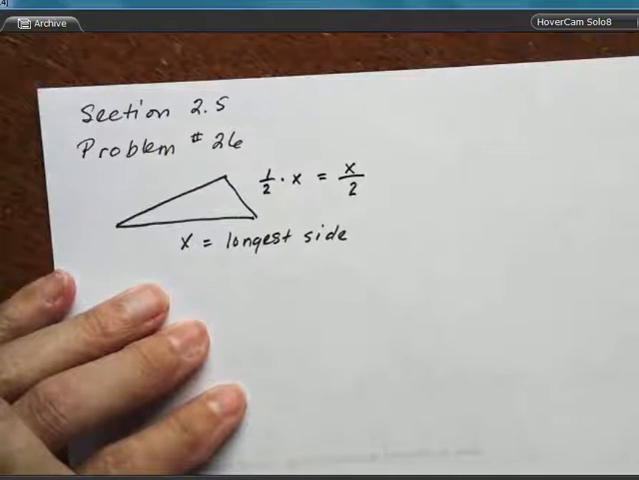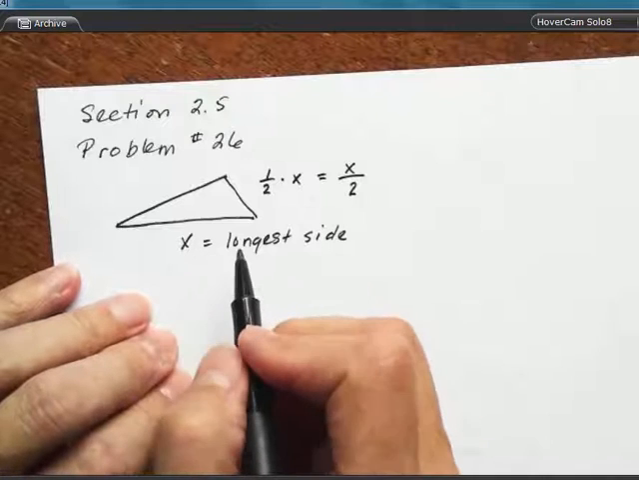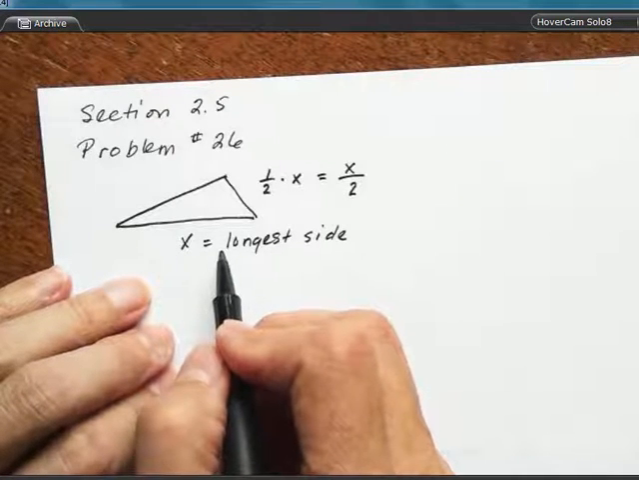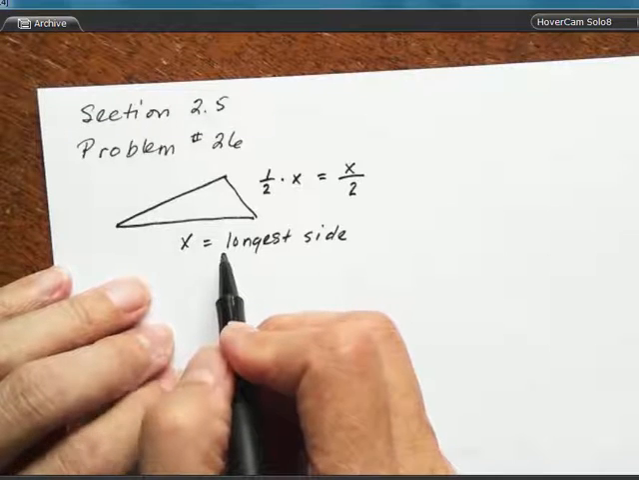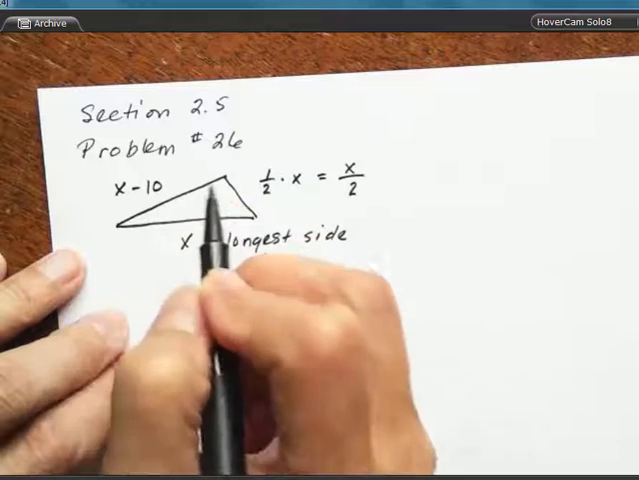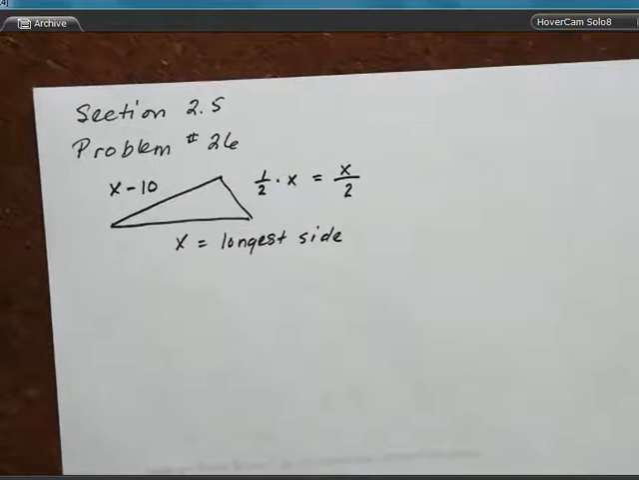And then it says the third side is 10 meters less than the longest side. And when we're talking about 10 meters less, that means we're going to be taking the longest side and adding or subtracting. Subtracting if we're talking about less, 10 meters. So this is one way to set up the triangle.